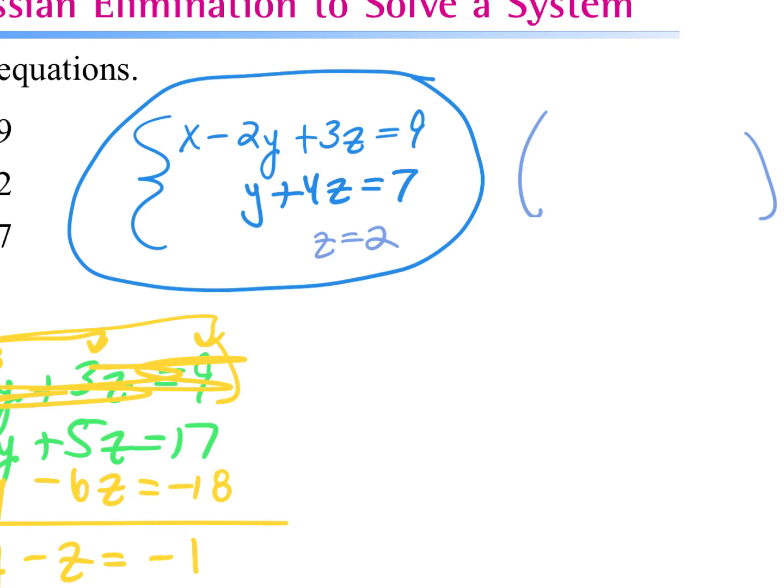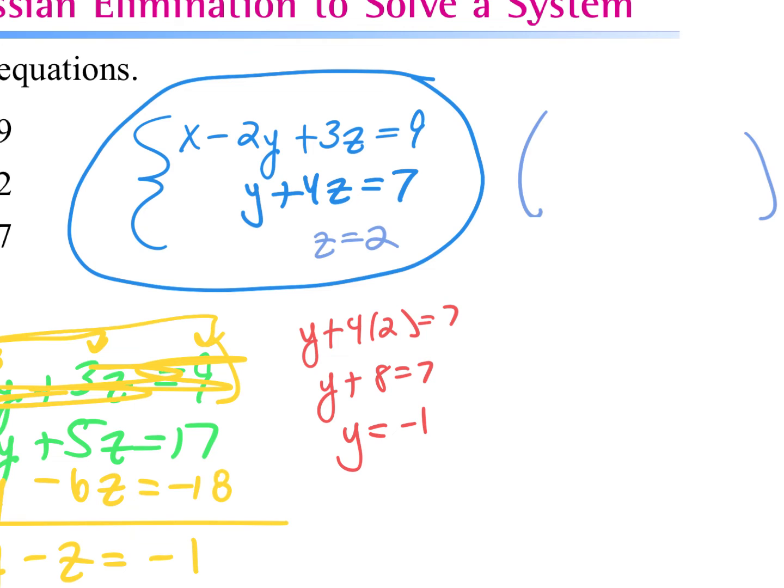We're going to take the z and do what? What am I going to do with z? Plug it in to the second equation. So y plus 4 times 2 equals 7. Y plus 8 equals 7. So y equals what? Negative 1.